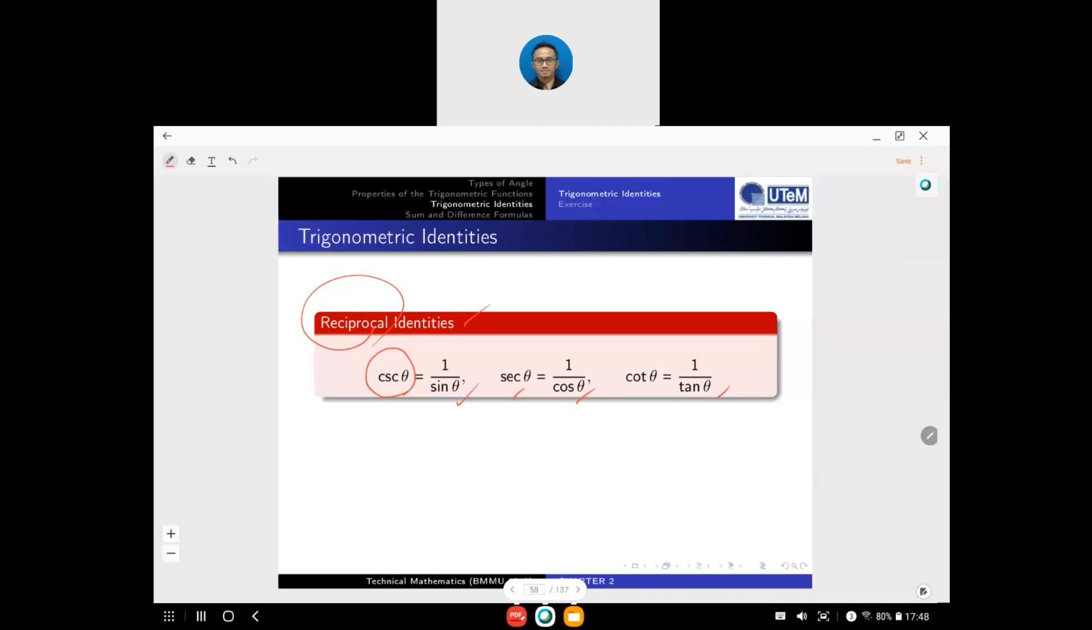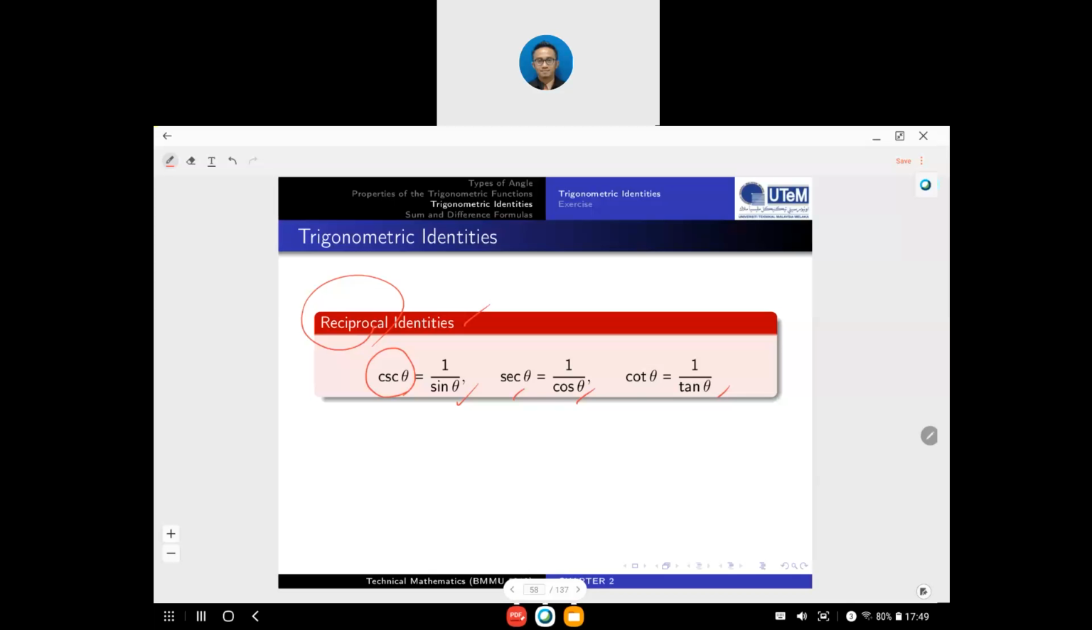So awak kena fikir how to convert sine cos tangent. It depends on the situations of the question. Sebab trigonometry ni awak kena buat banyak soalan, baru awak boleh mahir. Kalau awak hanya hafal, tak buat soalan, goodbye.